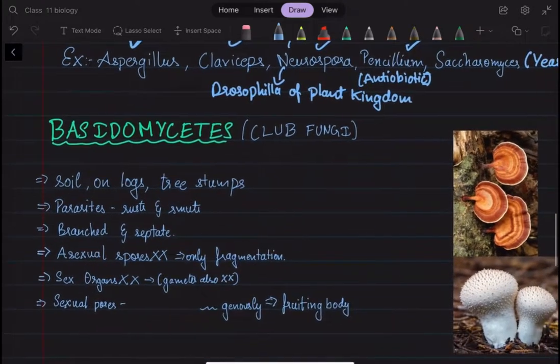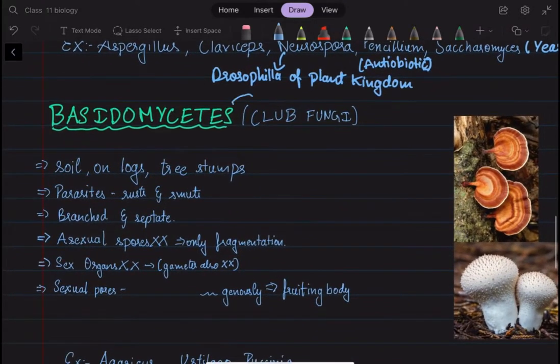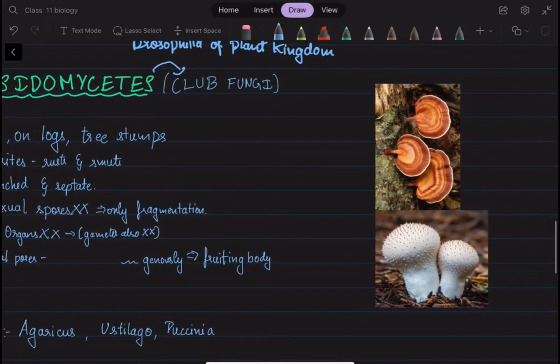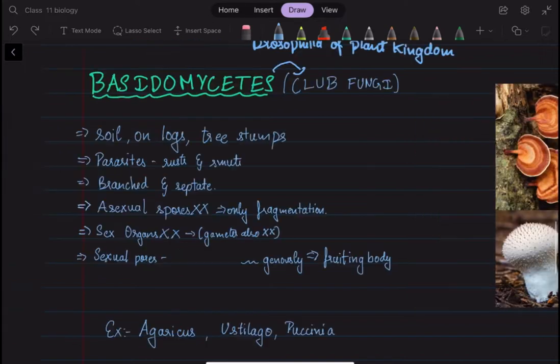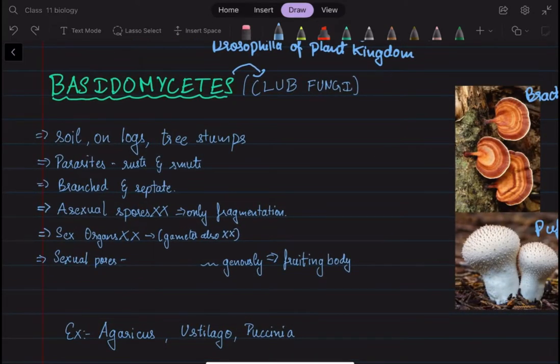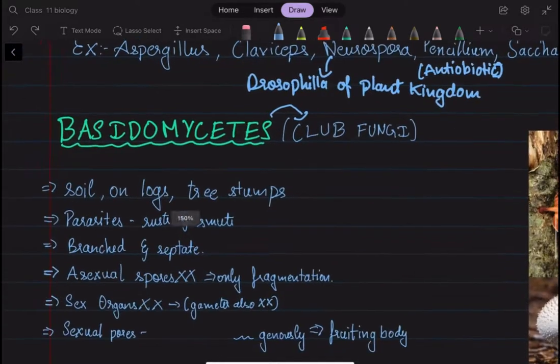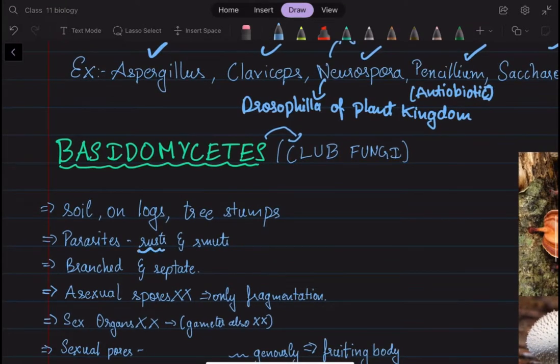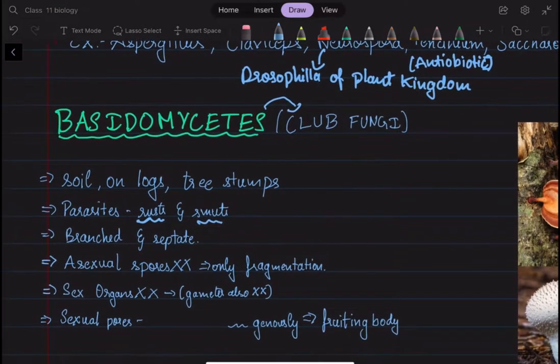Now, the next class, that is Basidiomycetes. This is famously called club fungi. You can see these puffballs, and this is called the bracket fungi. You can see their shape is usually in the form of a club, so that is why they're called club fungi. They grow on soil, tree stumps, sometimes on logs also. The parasitic forms of basidiomycetes are called rusts and smuts, and they have branched and septate mycelium just like ascomycetes.